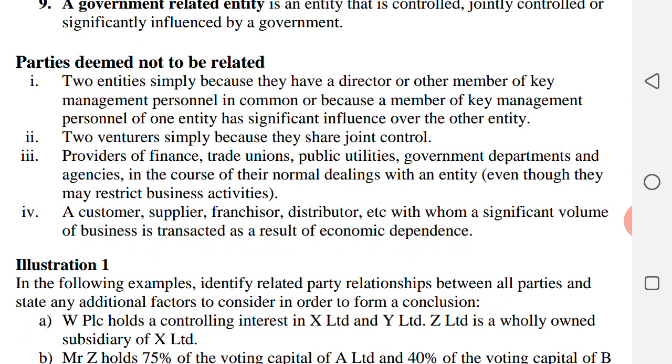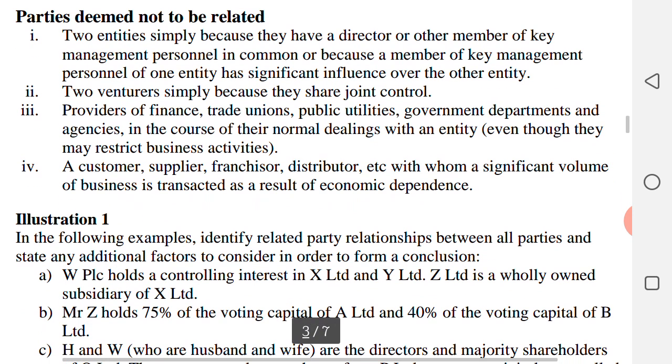Two venturers are also not related simply because they share joint control. Let me say I am joint venturer A and you are joint venturer B. We come together and open a company called the joint venture. The owner of joint venture A has his own company, and the owner of joint venture B has his own company. When both of their companies transact with each other, they are not related.